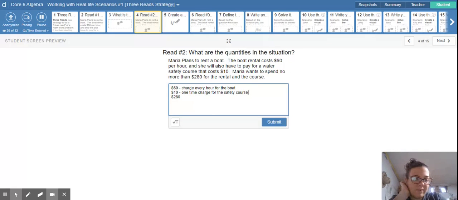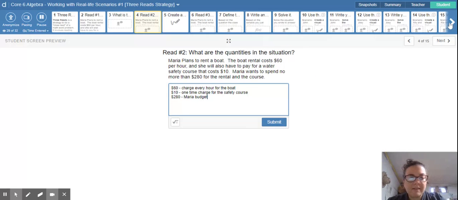And you may not always have this much to say for each problem, but you want to kind of give some little bit of description about what the number is. And then 280 is her budget, Maria's budget. She doesn't want to spend more than that. So that's how much she has, and she doesn't want to spend any more than that.